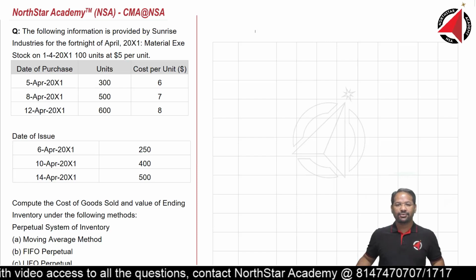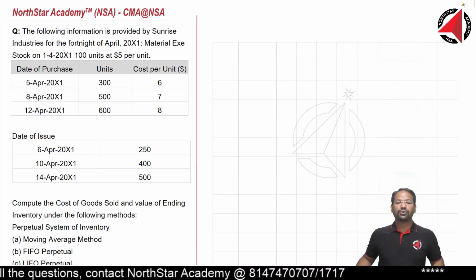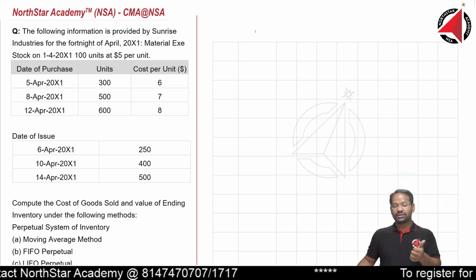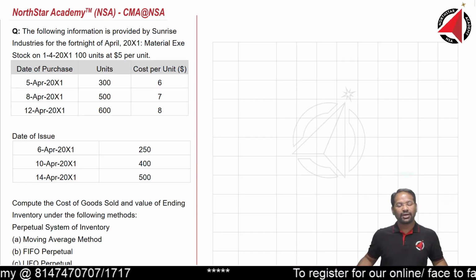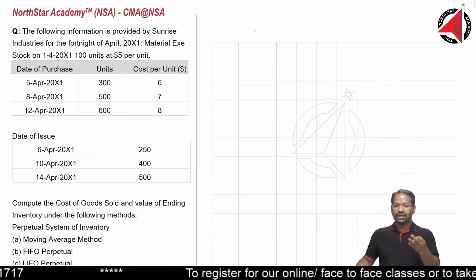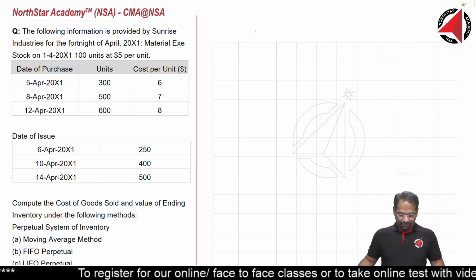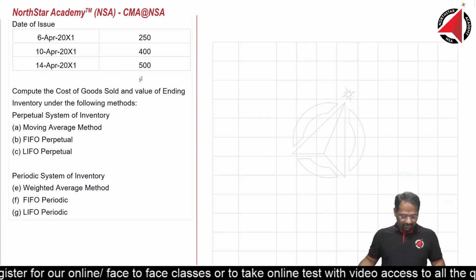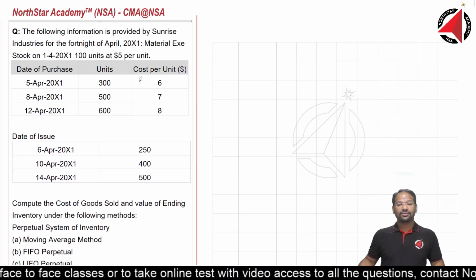In this lecture, we are going to solve a detailed question on inventory. We are going to learn inventory valuation under perpetual system as well as under periodic system. Under perpetual system, we are going to learn the three methods: moving average method, FIFO method and the LIFO method. Similarly, under periodic method, we are going to learn the three important methods: weighted average method, FIFO periodic and LIFO periodic method. Let's get started with the question.